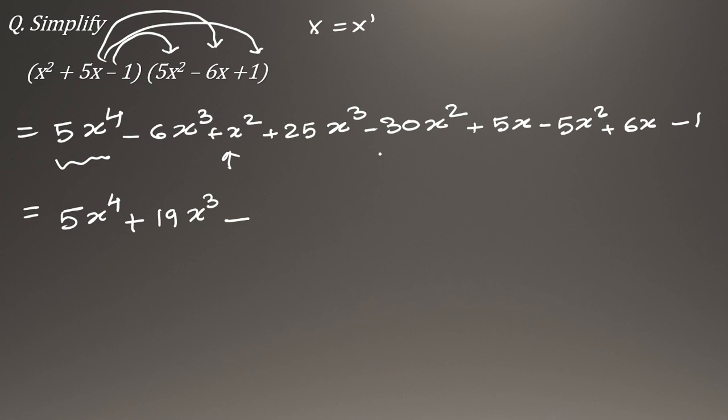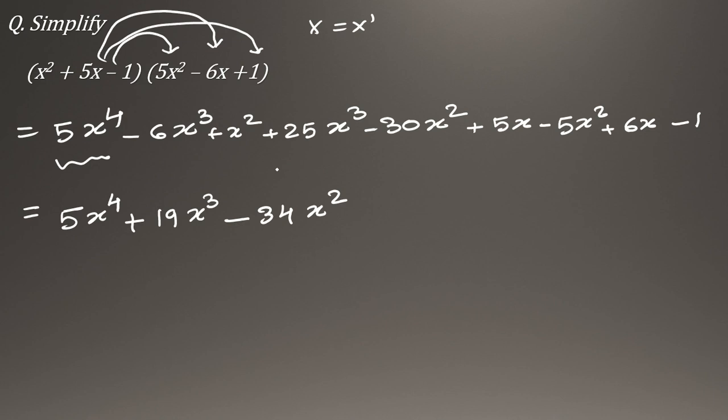Plus x square here, minus 30x square here, and minus 5x square here. So plus 1 minus 30 is minus 29, and minus 5 makes minus 34x square. X square is also done.